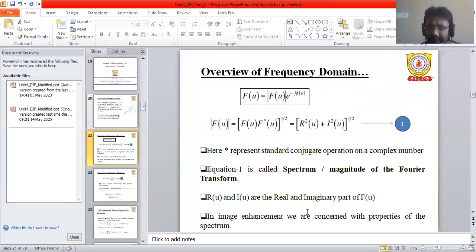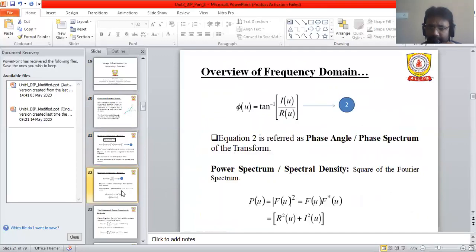In image enhancement, we are concerned with the properties of the spectrum. Now, in the next slide, we have phi of u, which is known as the phase angle or phase spectrum, and this is equal to tan inverse of I of u upon R of u. So equation 2 is referred to as the phase angle or phase spectrum of the transform. This is the way we can compute the phase angle or phase spectrum using this expression. This is equation number 2.